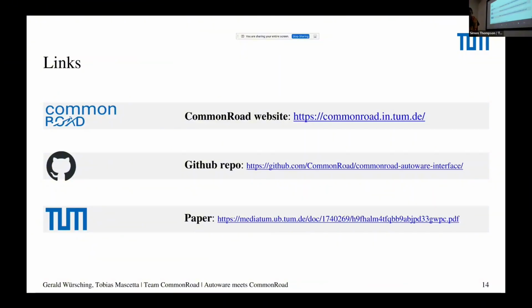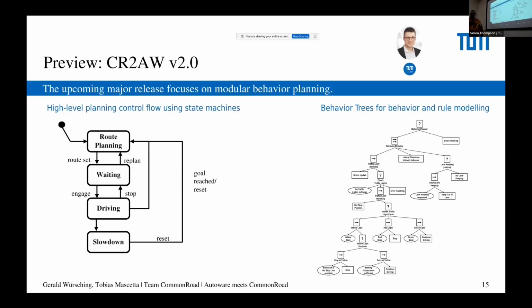Okay, presentation is over. And that's a little slide that I wanted to share. That's actually 3 slides, which is the preview of the next CommonRoad to Autoware major release. And I present this because of 2 reasons. Number one, it's interesting for you because it focuses on how to make behavior planning or the behavior parts more modular for you. So we introduced some building blocks, which I'll explain in a moment.